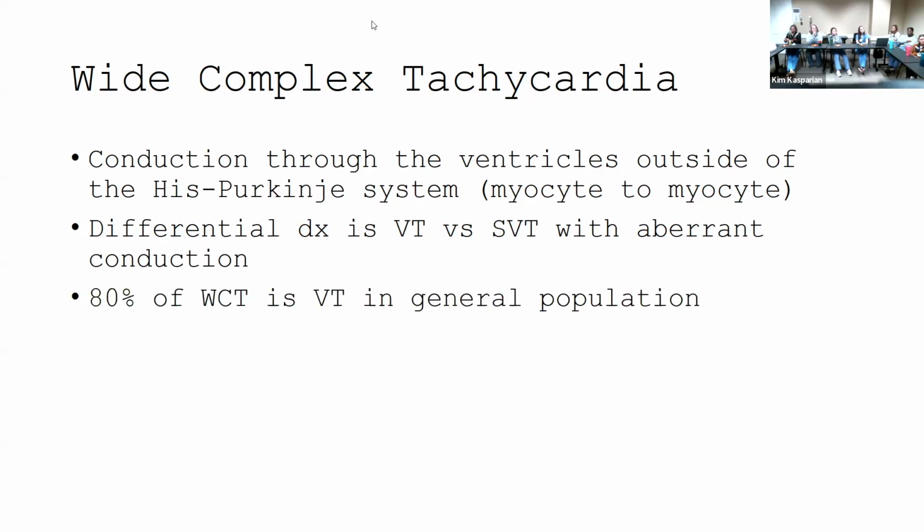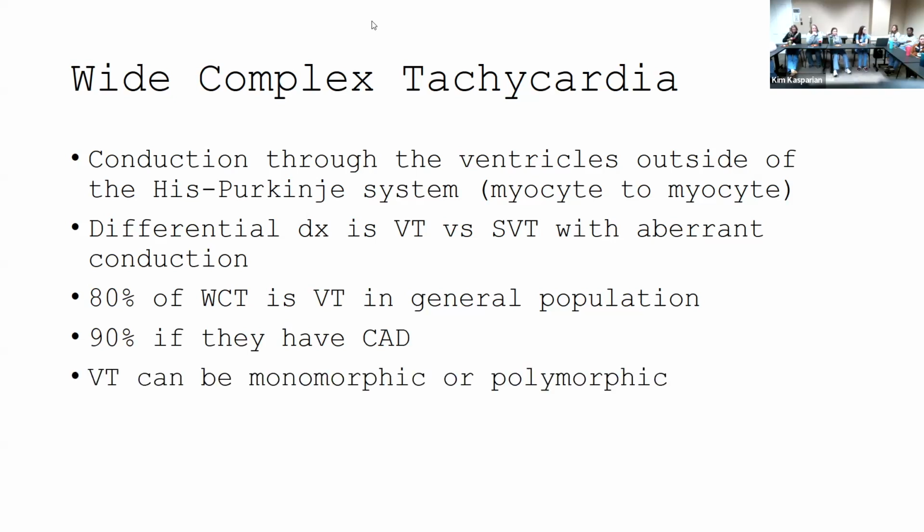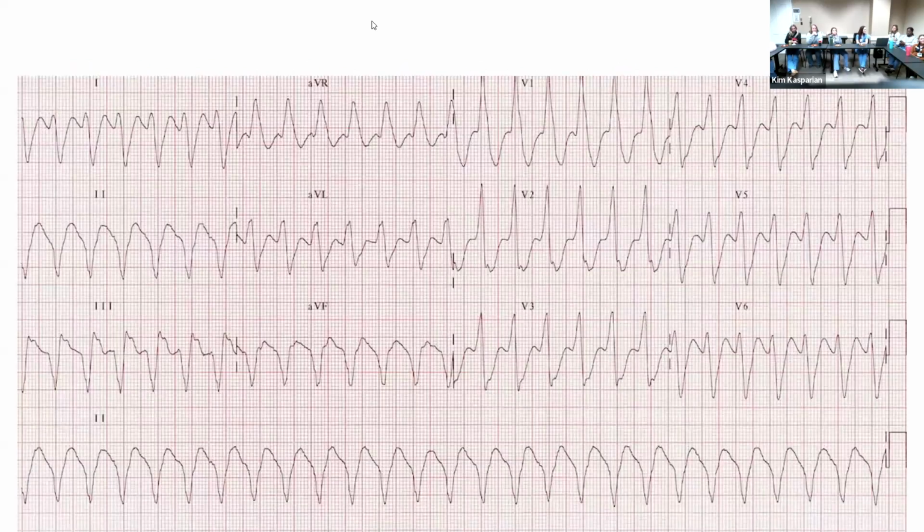However, 80% of wide complex tachycardia in just the general population is going to be VT. So if you see wide complex tachycardia, 8 out of 10 times, if you guess it's VT, you're just going to be right. If they have coronary artery disease, which we don't see that many people with, there's a 90% chance that wide complex tachycardia is VT. So you should think a little bit about wide complex tachycardia, but you're almost always going to be right if you think that it's VT. VT can be monomorphic or polymorphic, and we'll see what that means right now. All right.